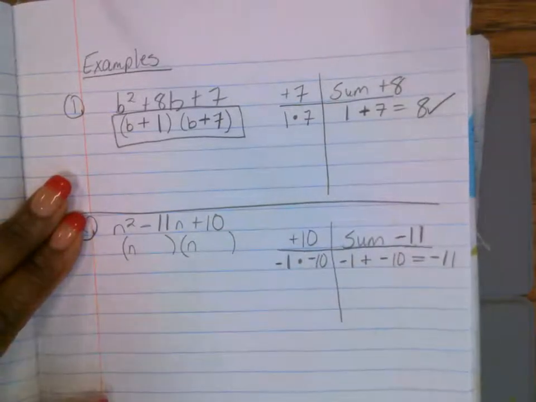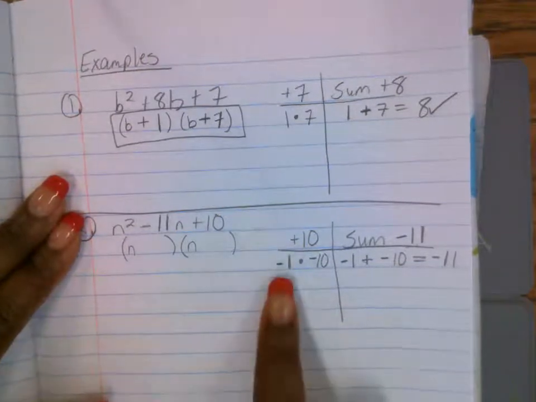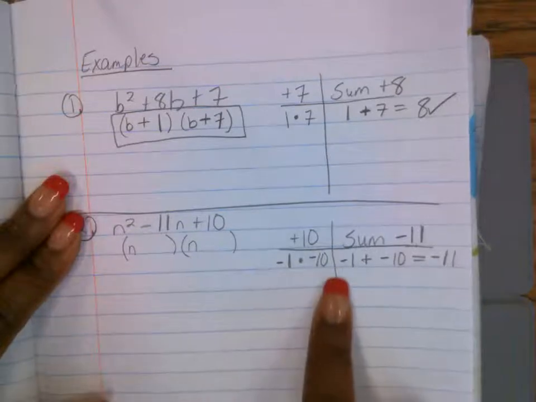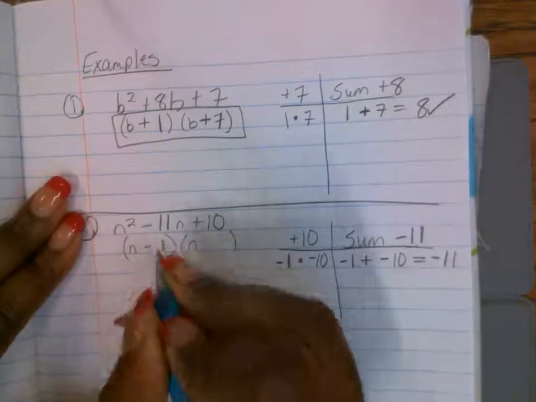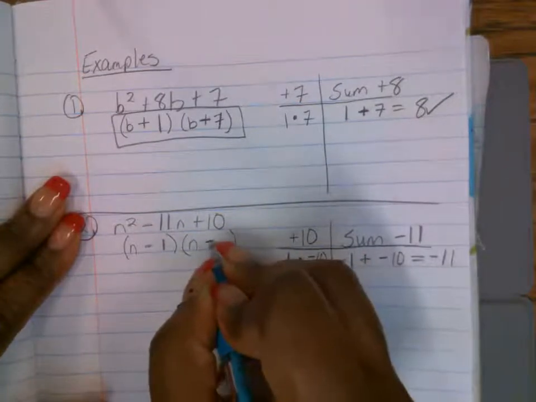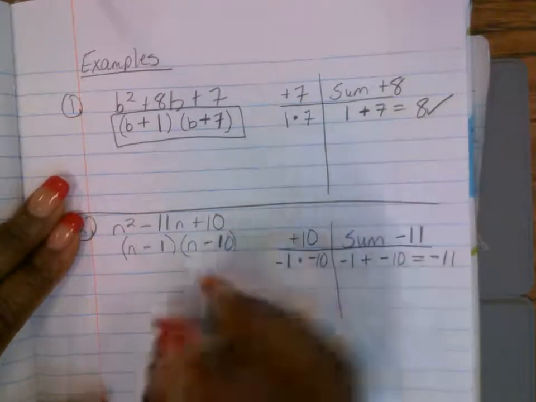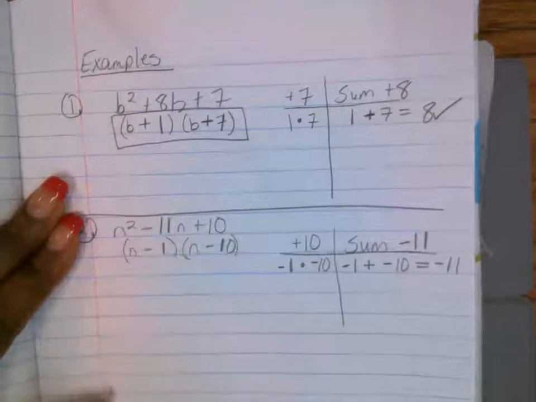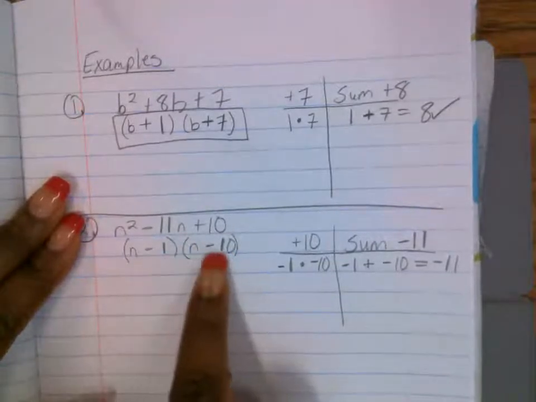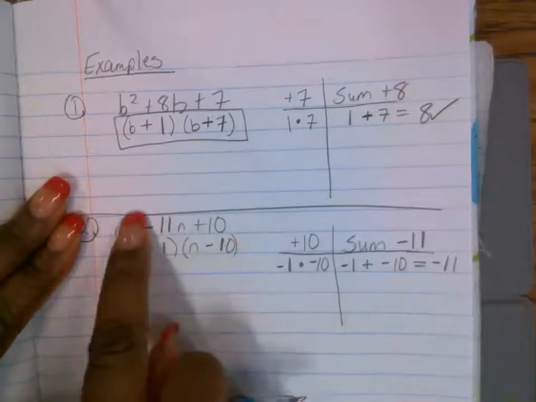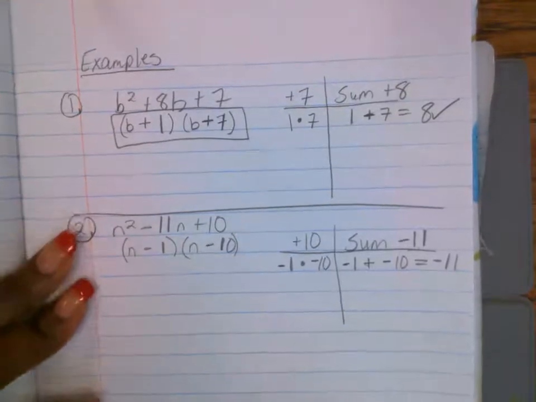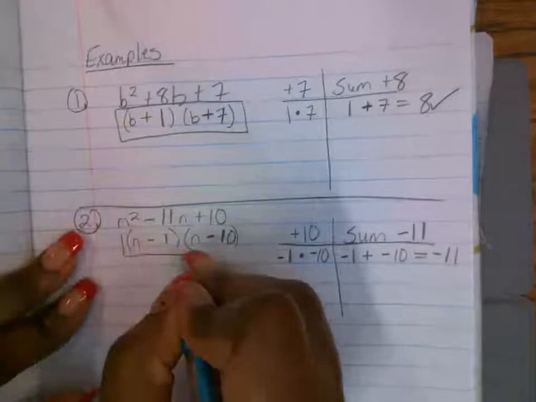Excellent job. So the two numbers that we're going to use are -1 and -10. It doesn't matter which one you write first, -1 here or -10, and then -1 here or -10. When you multiply these two binomials together, they're going to equal this trinomial. That's what makes them factors. So this is your answer.